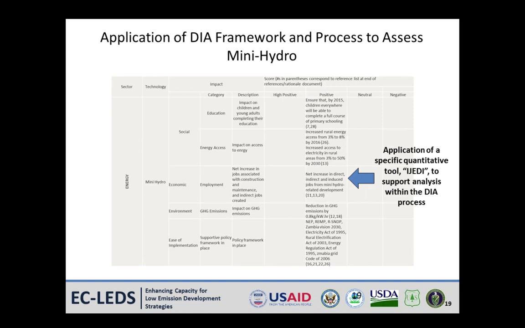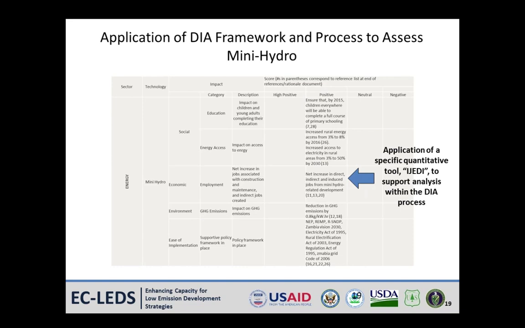Qualitative information is based on what stakeholders and experts brought to us in discussions during workshops. And for quantitative information, we used another tool called the Jobs and Economic Development Impacts, or the JEDI tool, which was used to assess the economy, GDP, and the number of jobs created.